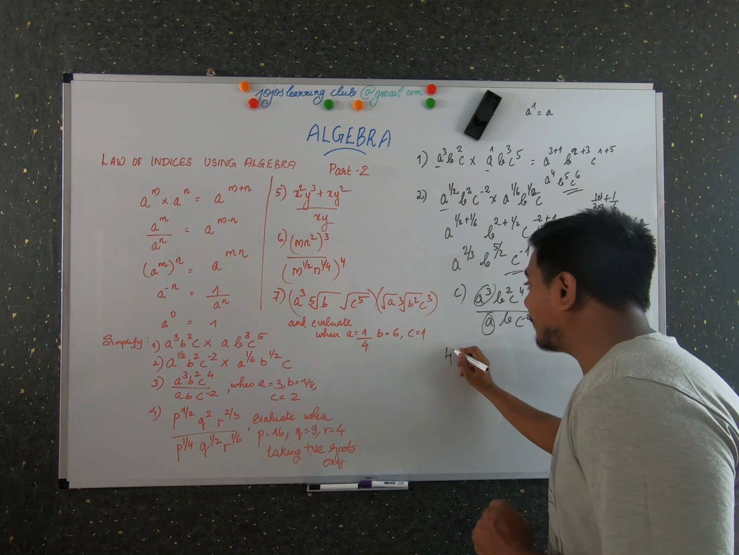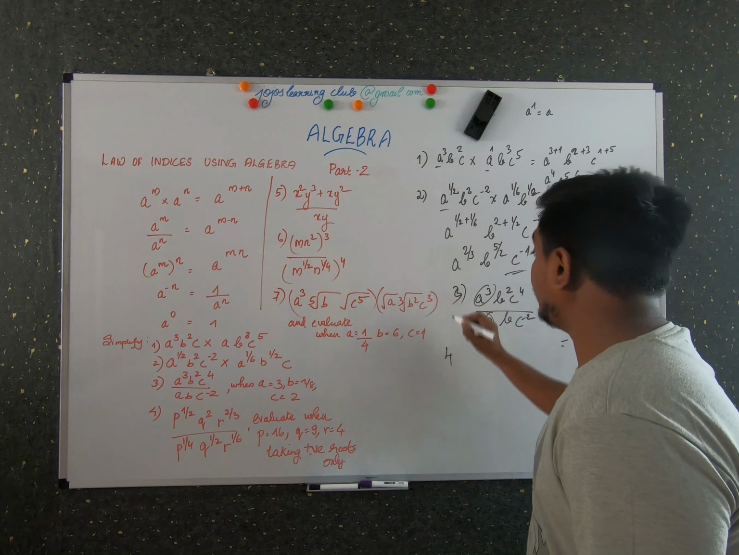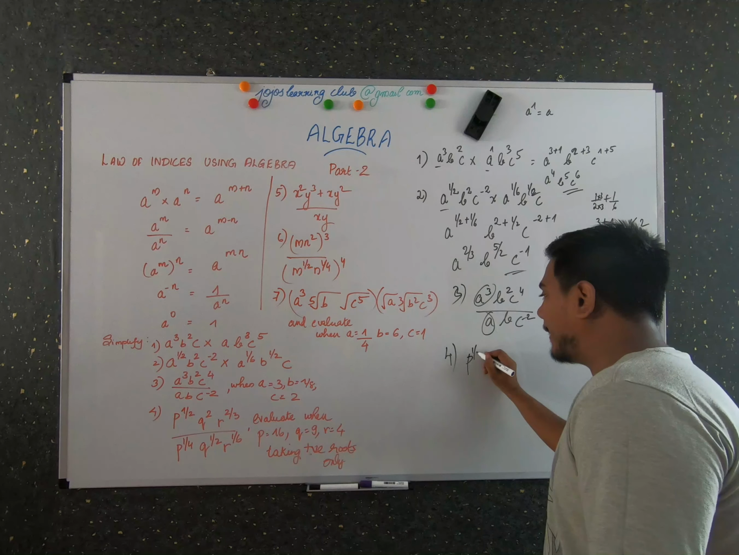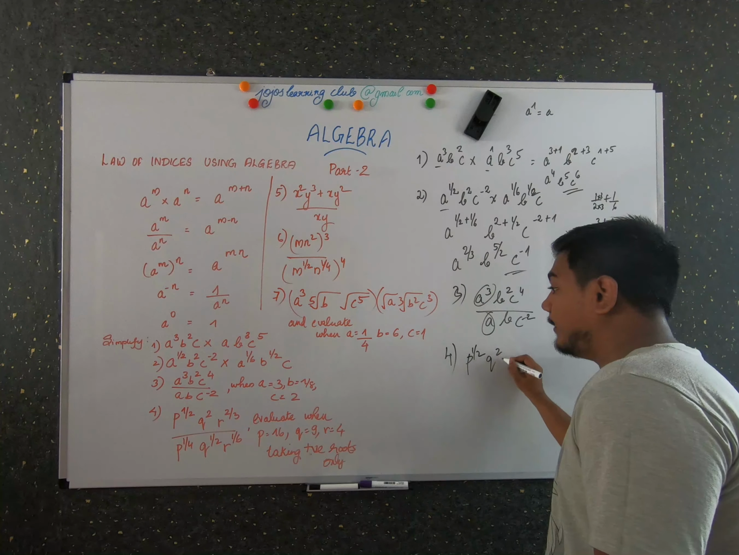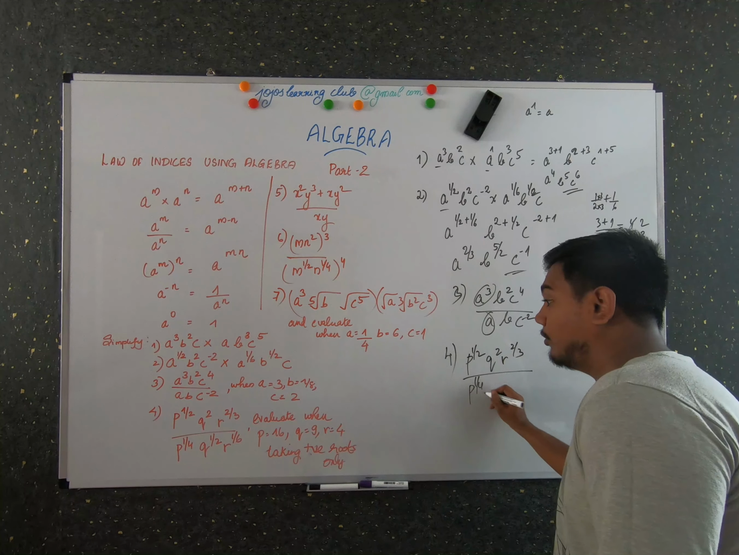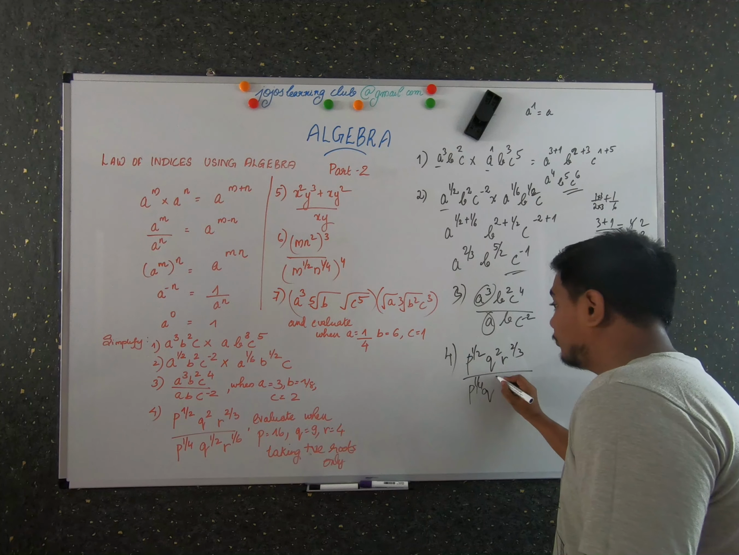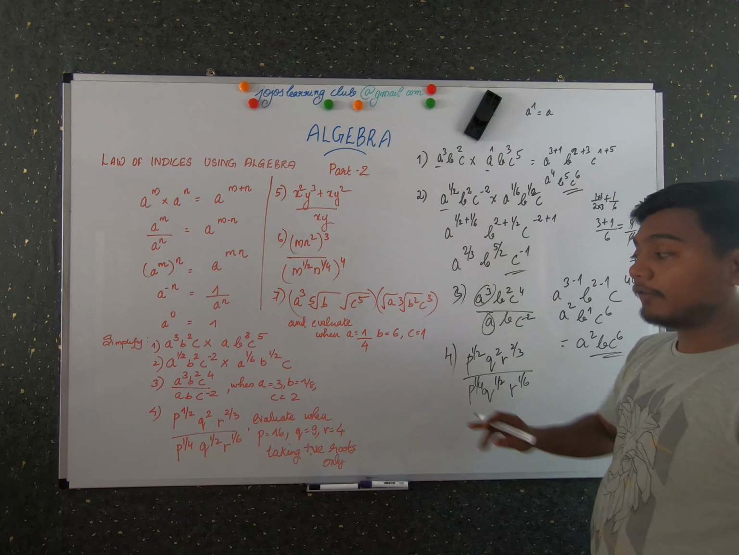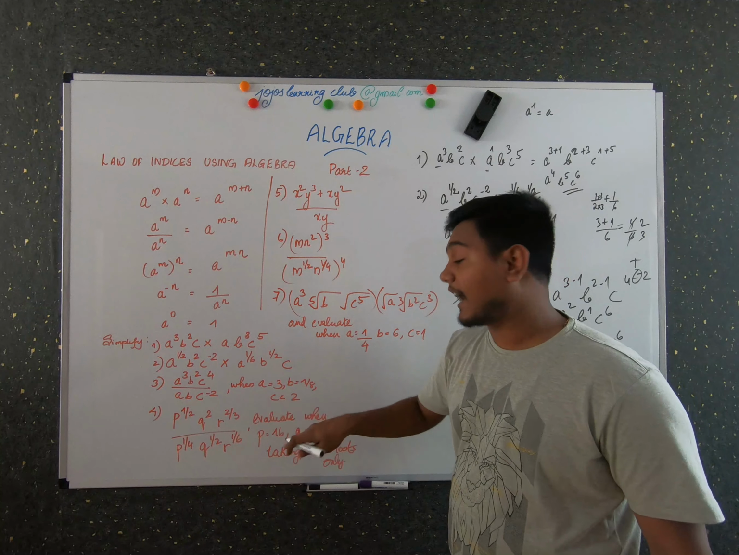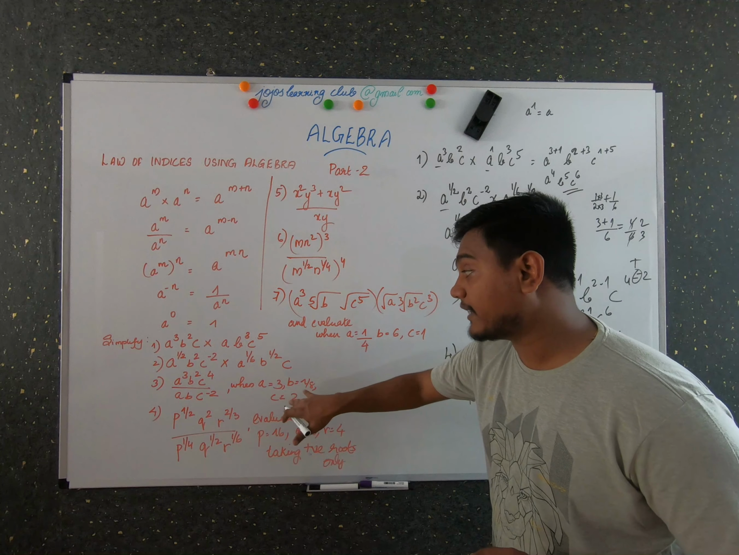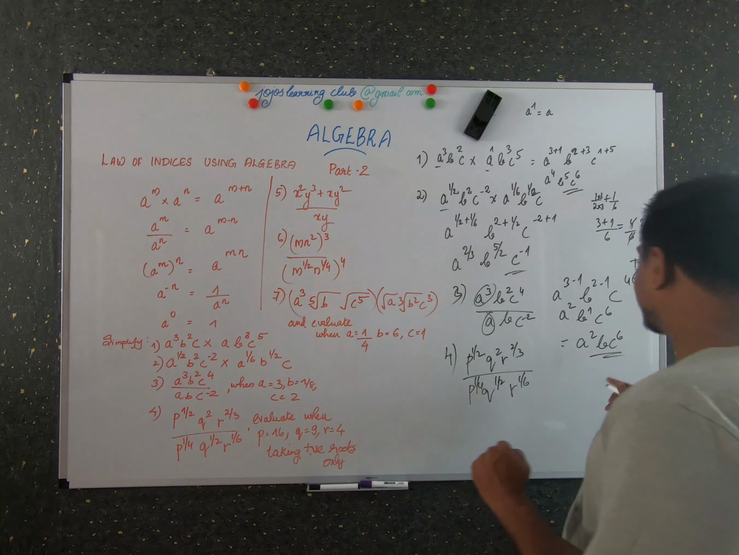Now let's do problem number 4. P raised to 1 by 2, Q squared, R raised to 2 by 3, divided by P raised to 1 by 4, Q raised to 1 by 2, and R raised to 1 by 6. Before doing this problem, we have not yet finished the previous one, because there is a condition given and you have to substitute it and simplify. So A is equal to 3, B is equal to 1 by 8 and C is equal to 2. So let's apply all this.